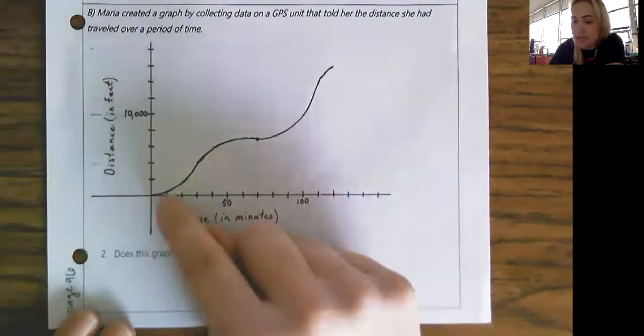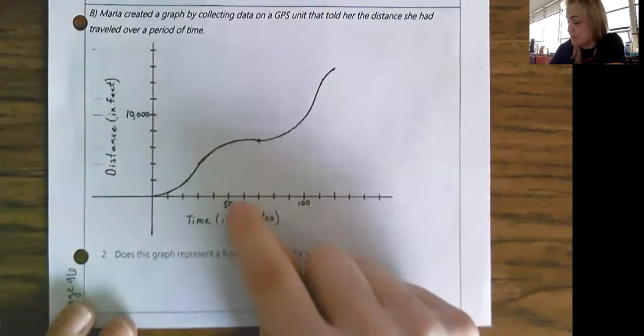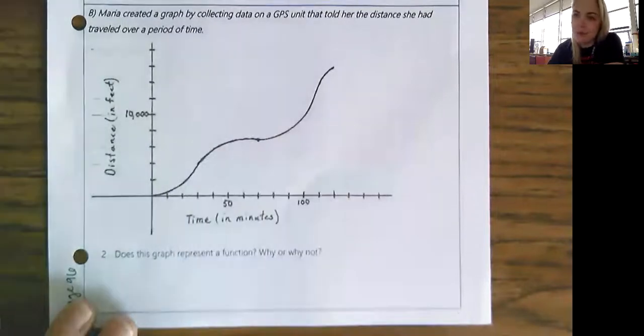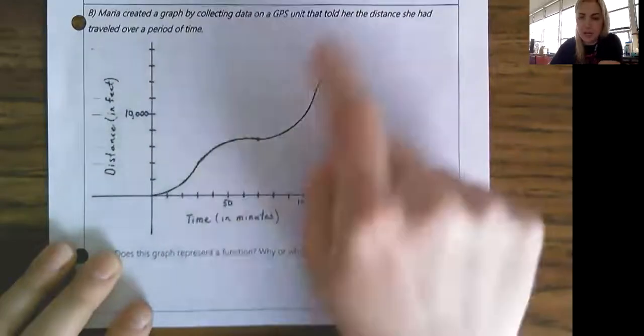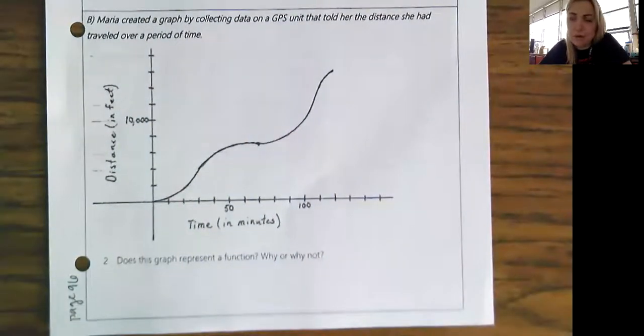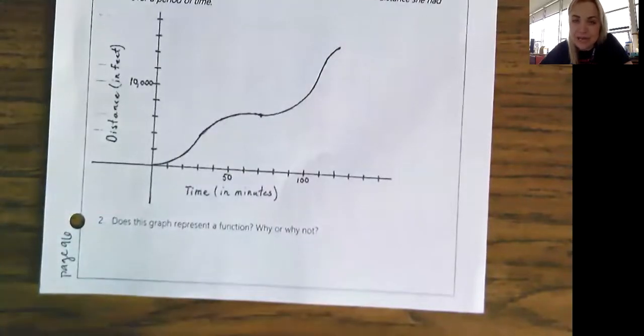Does every input have a single distance that it's traveled? Yeah, like at 50 minutes, there's only one dot. Another thing that we know is this passes the vertical line test. I could draw a vertical line anywhere on here and it would only cross one place on the graph. So yes, this is a function. Every input, every time has one distance traveled.